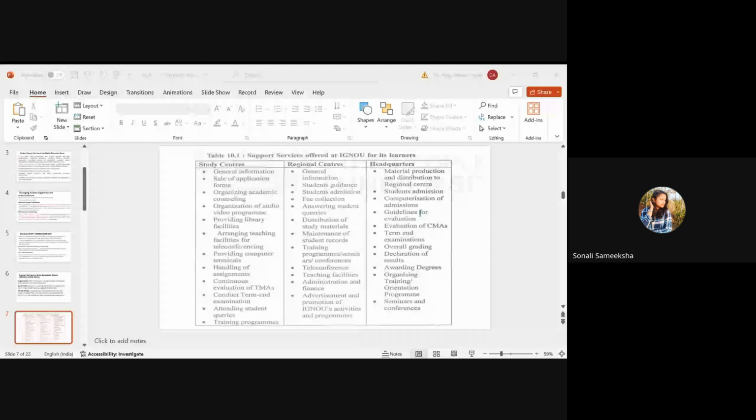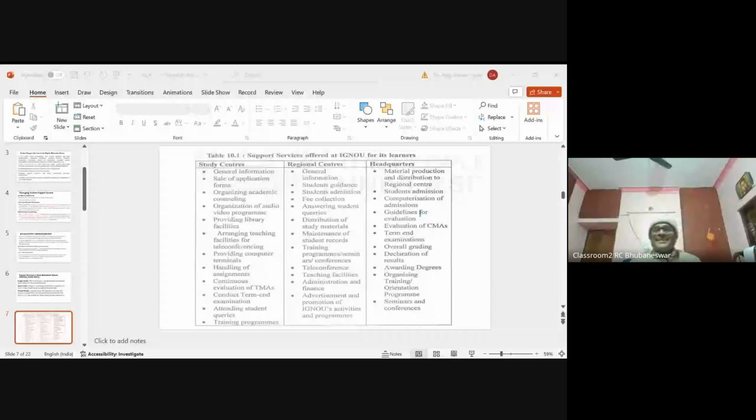So one is in Bhubaneswar and another is Koraput. For your kind information, in our state, three regional centers are working now: Bhubaneswar Regional Center, Angul Regional Center, and Koraput Regional Center. But Bhubaneswar Regional Center covers a vast area in comparison to the other two regional centers.